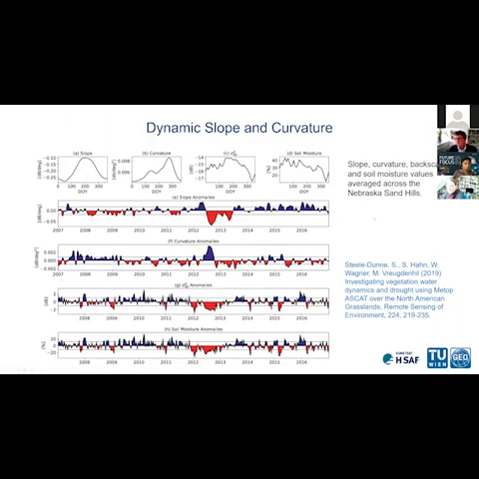We also observed that we see things like drought events in slope and curvature values. Here's an example from work by Susan Steele-Dunne from TU Delft. This is an area of grassland in the Nebraska Sandhills in the US. This is the typical slope behavior over the year. Here would be curvature, here's backscatter, and here's soil moisture. Here we have the years 2007 to 2016, and we always see the anomalies compared to those climatological values.